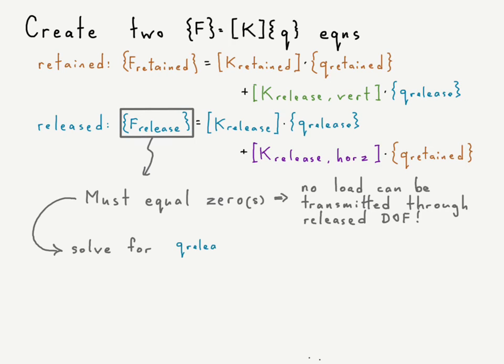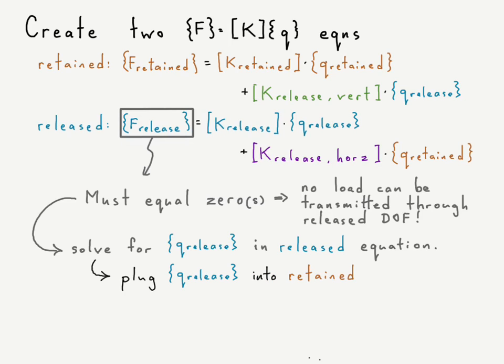And if that must be equal to 0, what we're going to do is we're going to take this equation and we're going to go ahead and solve for our released portion of the displacement vector. And then we go ahead and plug that portion back into the retained equation.